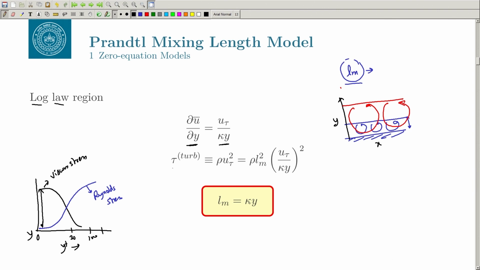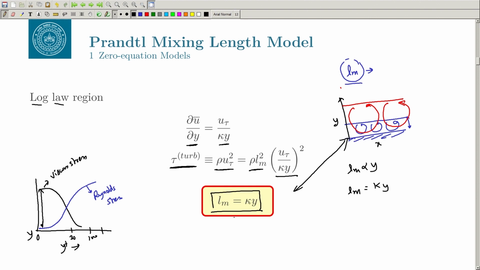So the total stress can be taken as the stress near the wall, which is rho u tau square, and which is given as rho Lm square u tau square by kappa y, and if you compare this, that will give you the value of length scale as kappa y. The length scale of kappa y comes from the argument that my length scale should be proportional to the eddy size, which is the distance from the wall. So there has to be a proportionality constant. So Lm is proportional to y, and that becomes Lm equal to kappa y.